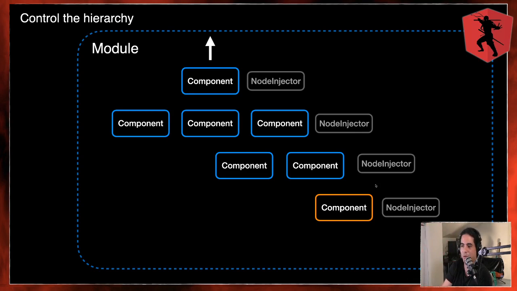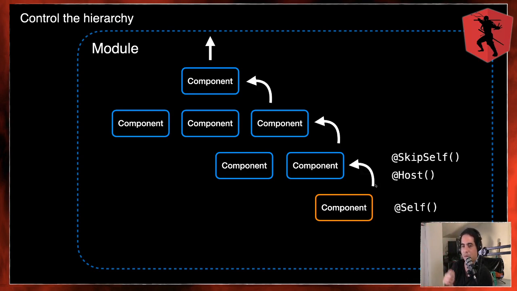Now, if you want to control this, we can use those resolution decorators like self, host, and skip self, which started to make sense when we lazy load some code. Because when you lazy load some code, sometimes you will have a specific service in your hierarchy, and you might want to use it if it exists. But on the other hand, you don't want your code to fail if you can't find it.